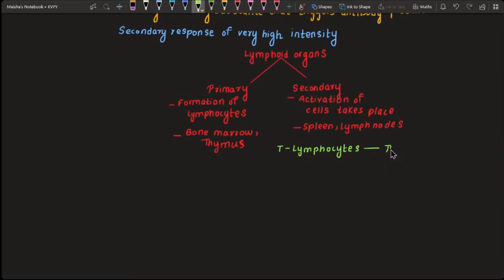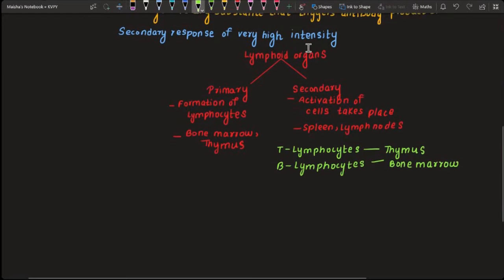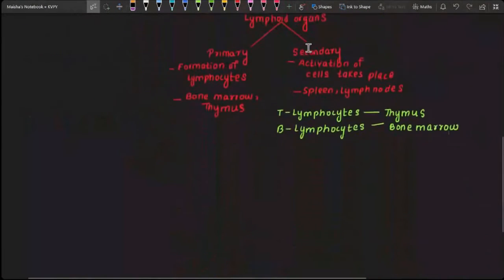Now the T in the T lymphocytes stands for thymus because the maturation of the lymphocytes takes place in a small organ present in the body, which is the thymus. Similarly, the B in B lymphocytes stands for bone marrow because the formation and the maturation of the B lymphocytes takes place here.